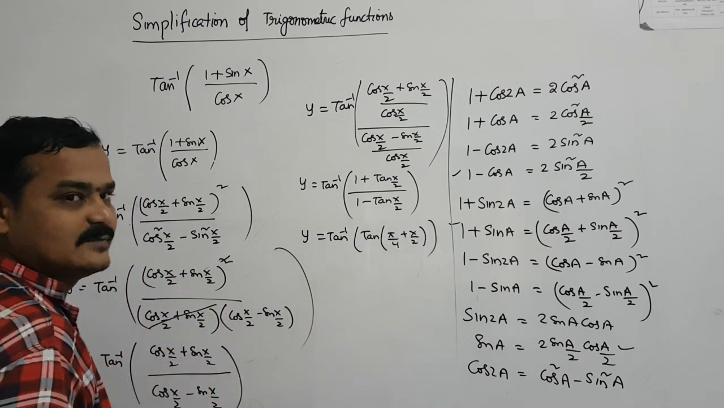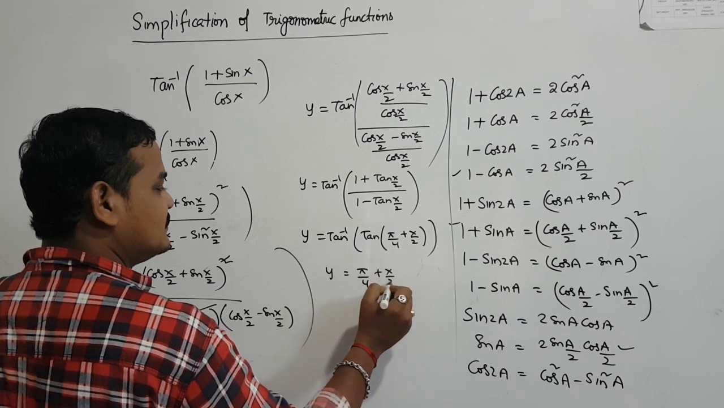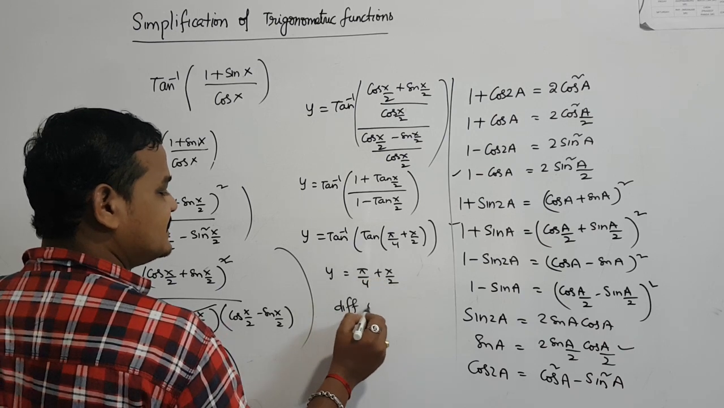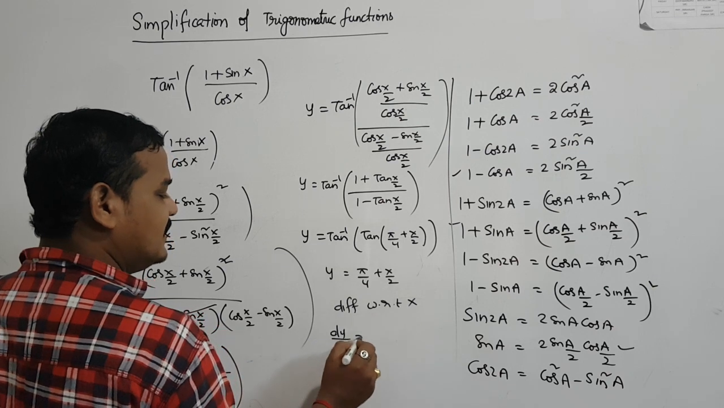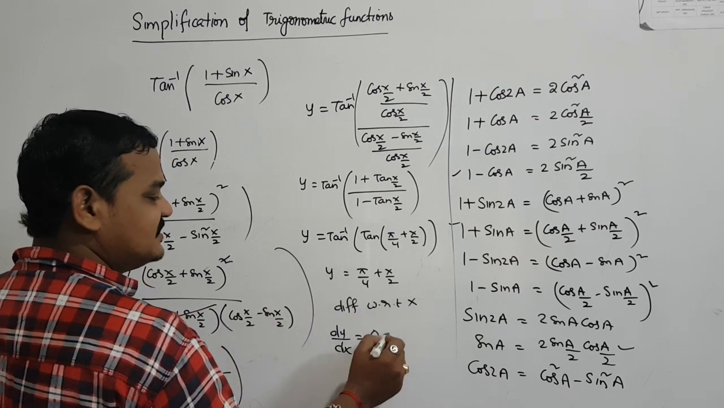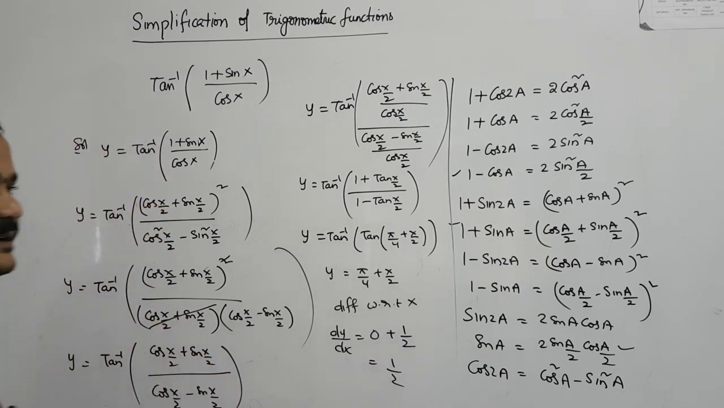This is also simplified. So y is equal to pi by 4 plus x by 2. Now you go to the differentiation with respect to x. Then dy by dx is equal to the derivative of pi by 4, which is constant, 0, and the derivative of x by 2 is 1 by 2. So the answer is 1 by 2.